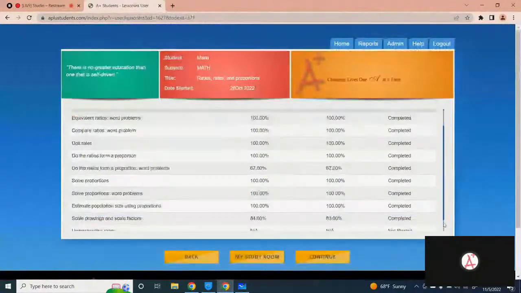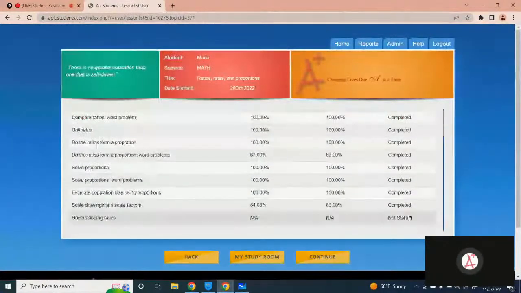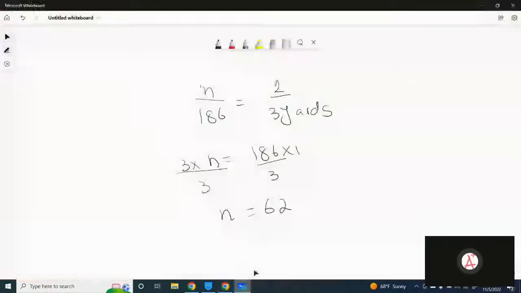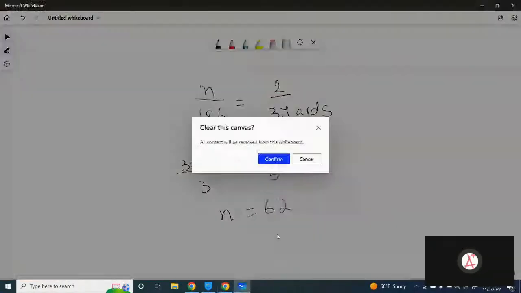Got it? So the next topic we're going to start with is understanding ratios. So let me just write down the lesson name. Okay, so it is understanding ratios.